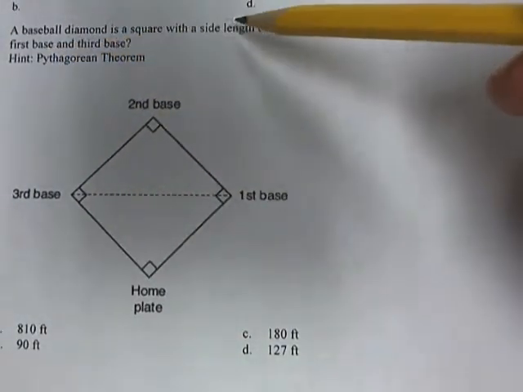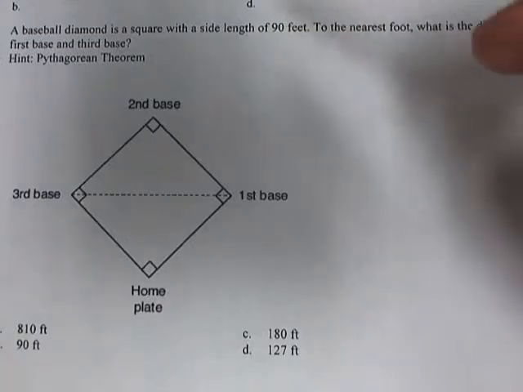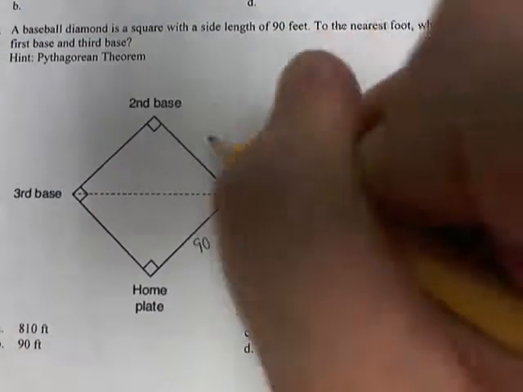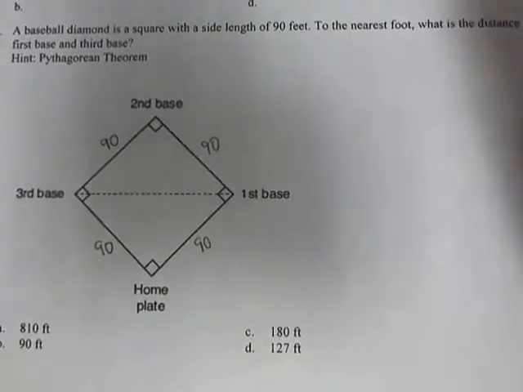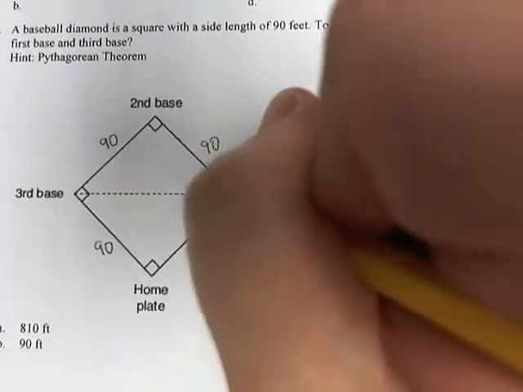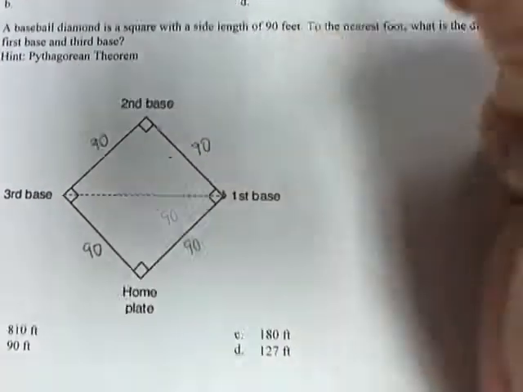The baseball diamond is a square with a side length of 90 feet. So let's write that into the picture, 90 feet. Each one of these sides is 90 feet. To the nearest foot, what is the distance between first base and third base? So we want to find this distance right here.